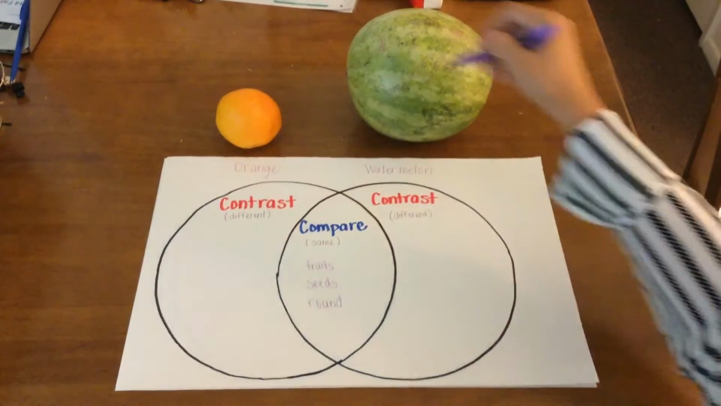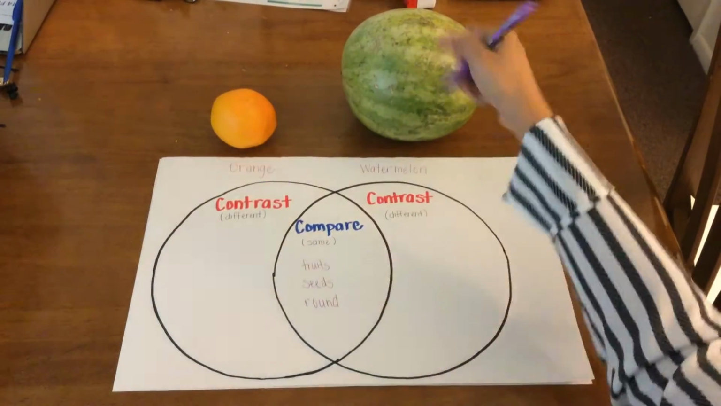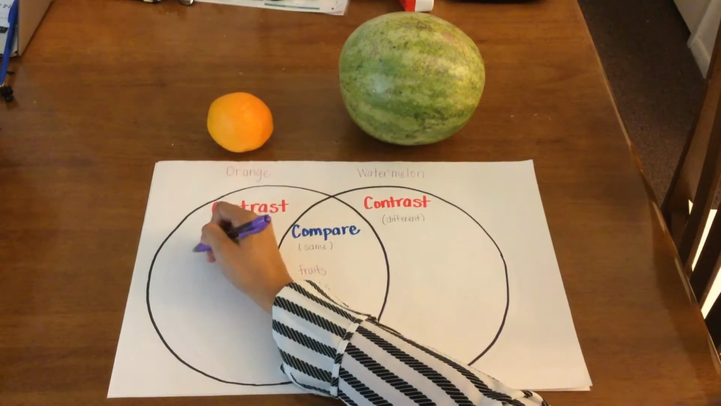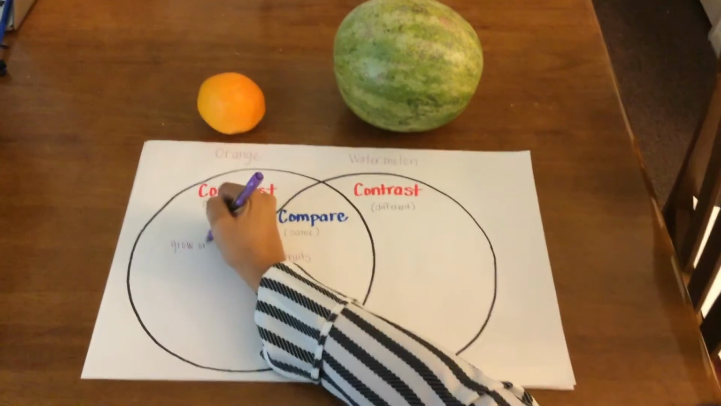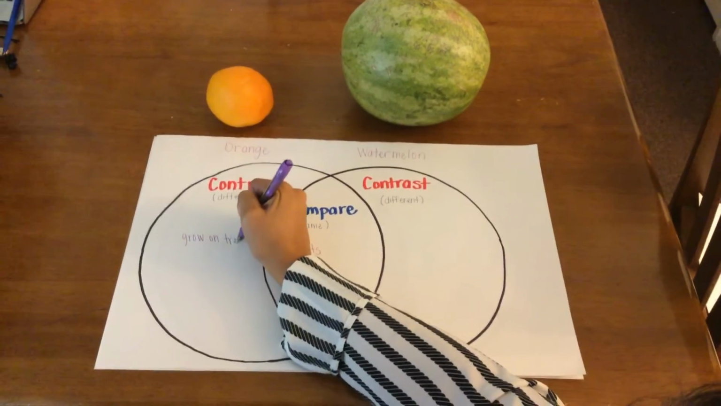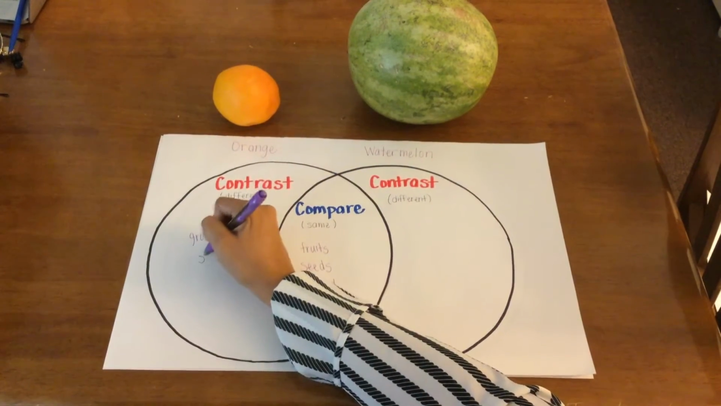Let's contrast. Let's see how they are different. The orange is different from the watermelon because it grows on trees. Also, because it is small.